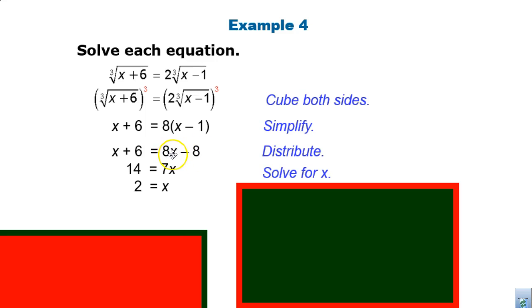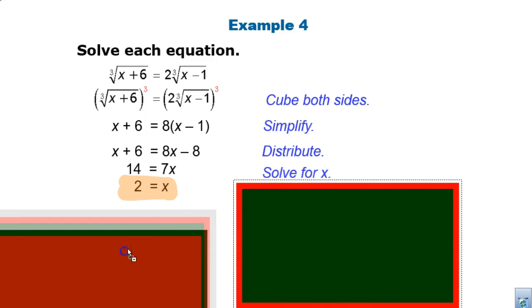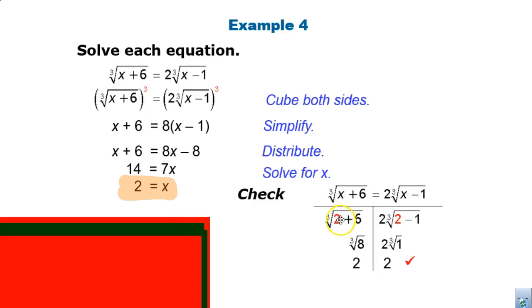We're then going to collect our like terms by using addition and subtraction across the equal sign. So we're going to subtract x to the right, add 8 to the left, and our final step is to divide both sides by 7 to get x equals 2. This is the solution that we're looking for. Once we get our solution, we plug it back in to check and make sure that the operations inside the radical and everything outside the radical multiply together to give us the same answer on both sides. In this case, it does check out to be the solution.